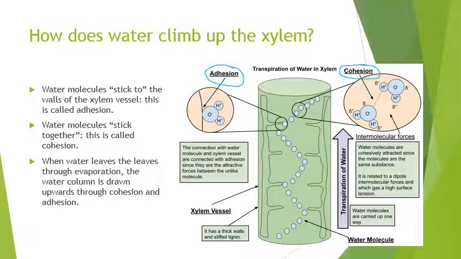And so basically water molecules stick to the xylem and they stick together, and when water leaves the leaves through evaporation, these forces mean that water molecules can be drawn up just like a chain of connected molecules, and that column will not be interrupted. So if you take water out at the top, it's going to be replaced from the bottom.